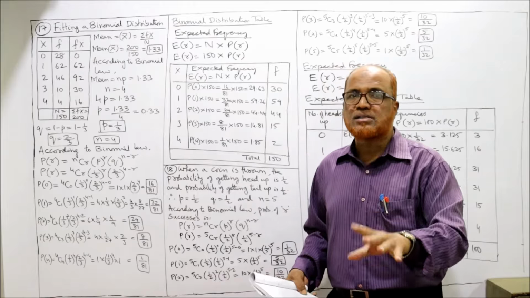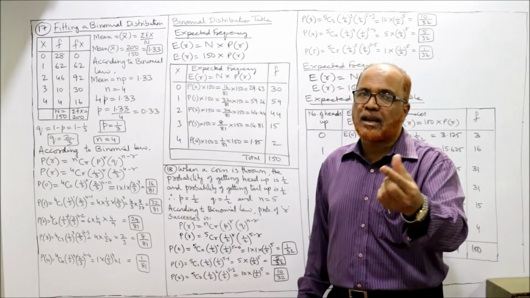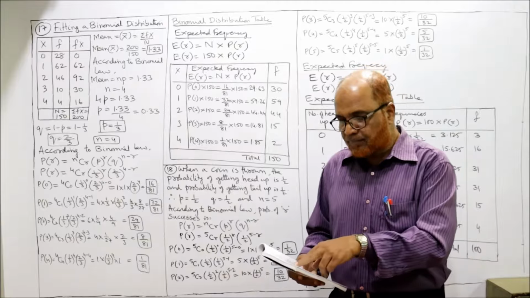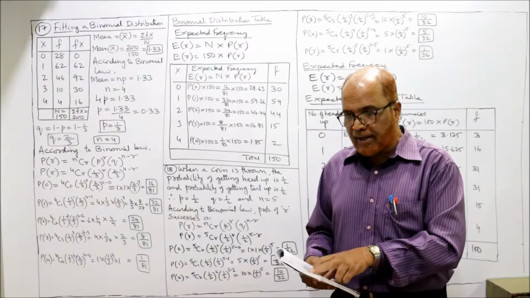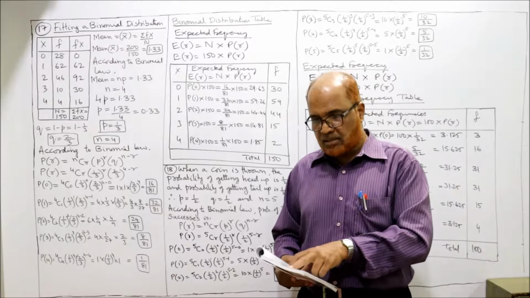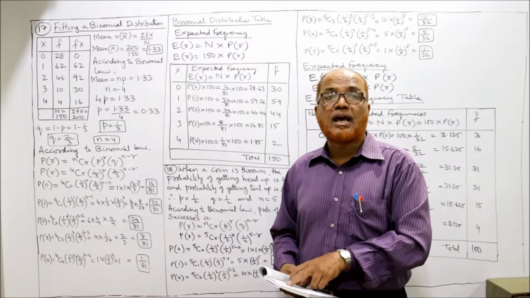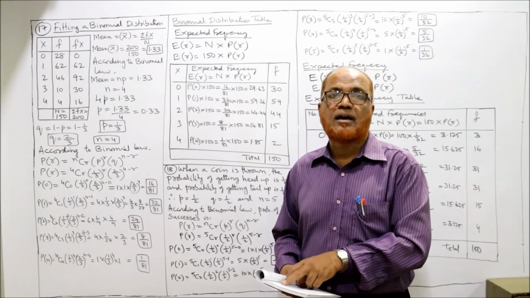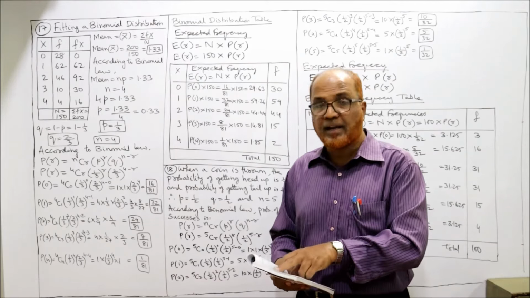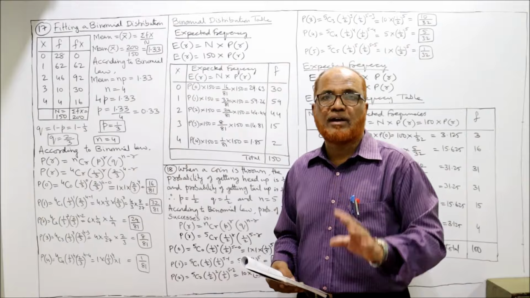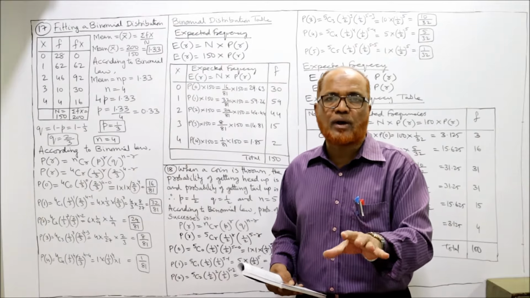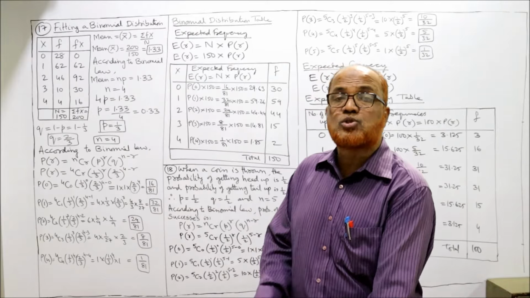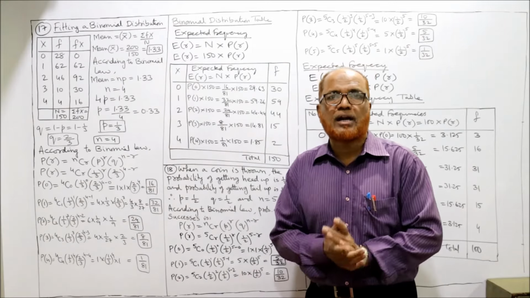Out of 5 coins, 1 coin is showing head, the remaining 4 coins are showing tail. So how many times did this occur? 10 times. 2 heads, 3 tails occurred 24 times. 3 heads and 2 tails, 35 times. 4 heads and only 1 tail happened 18 times. And all 5 coins showing head occurred 8 times. This is the observed data. This is the actual data.